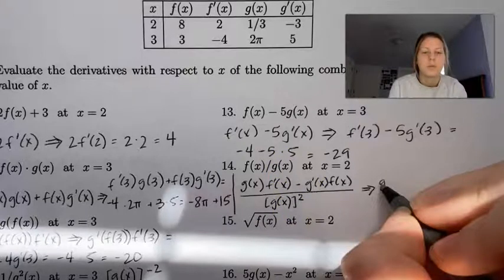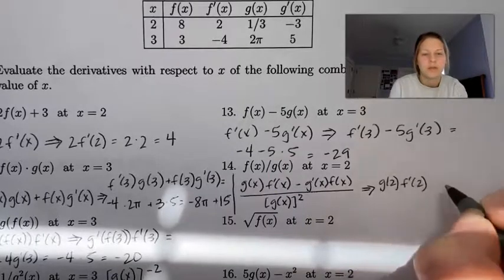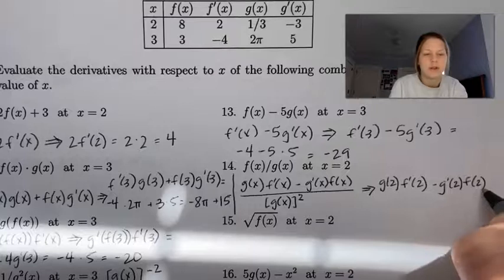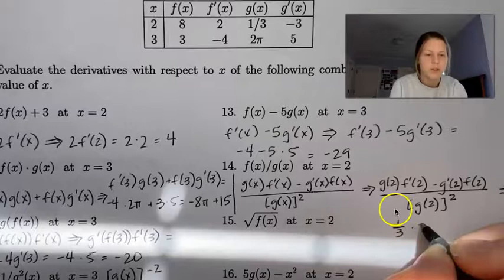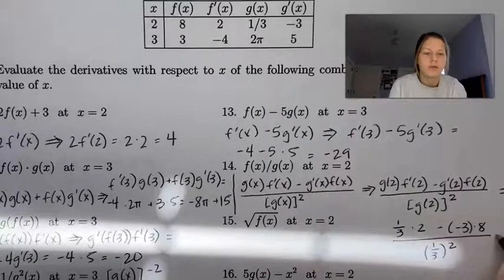And then we will plug in again: g of 2 times f prime of 2 is g prime of 2 times f of 2 over, you get the idea. And so once we have this answer, we will then use our table once again to plug in for the numerical values. So I'll have this written out, and then I'll show you how we got there.